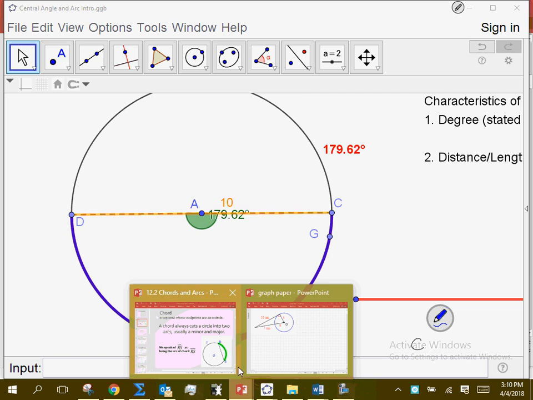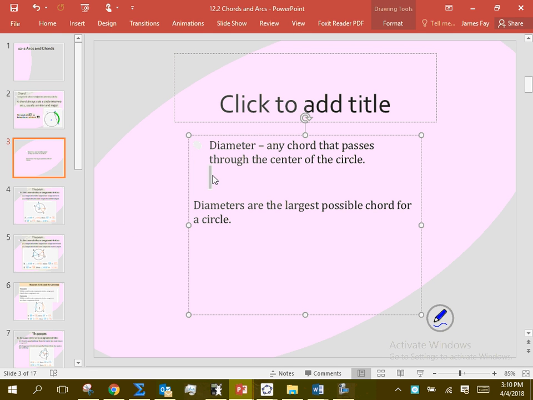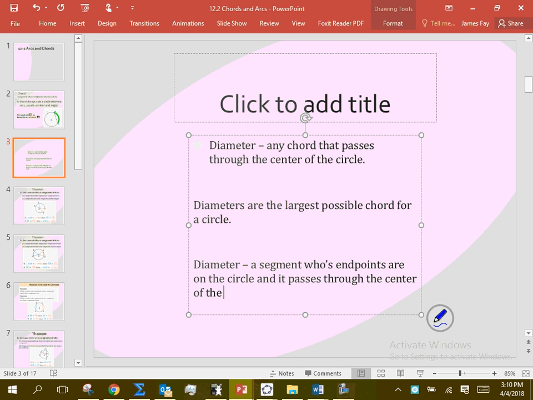So we need to write that down. A diameter is defined as any chord that passes through the center of a circle. You may have defined this in a different way in other classes. You might have said a diameter is a segment whose endpoints are on the circle and it passes through the center of the circle.